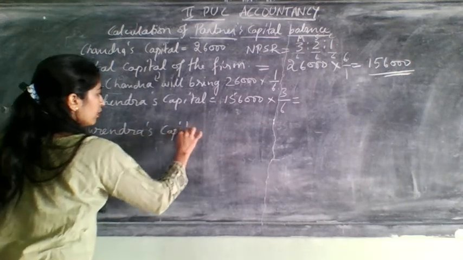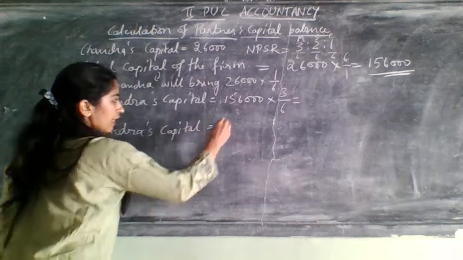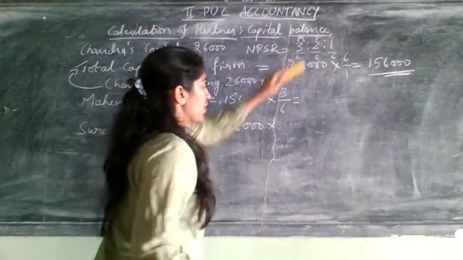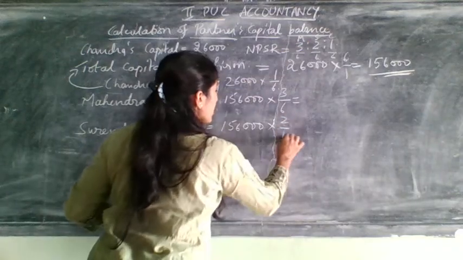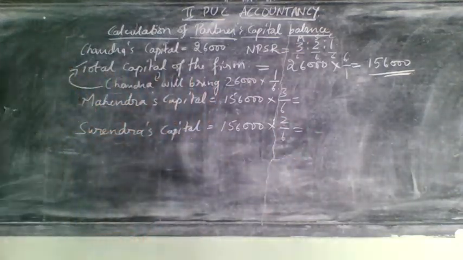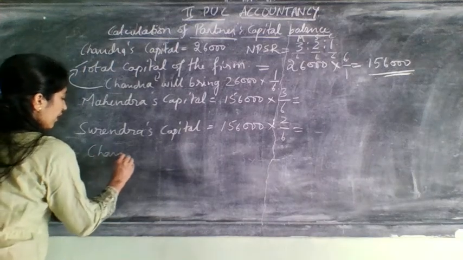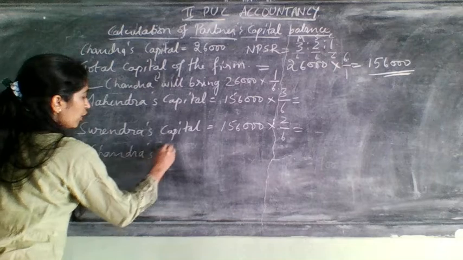Next partner is Surendra. Surendra's capital, how much will it come? Again, from 1,56,000, his share, that is 2/6. How much will it come? You just check there. And next one, Chandra's capital. Chandra's capital, actually no need to calculate.